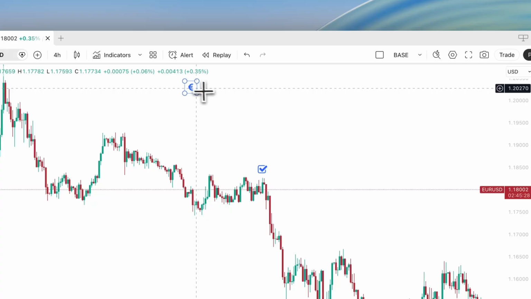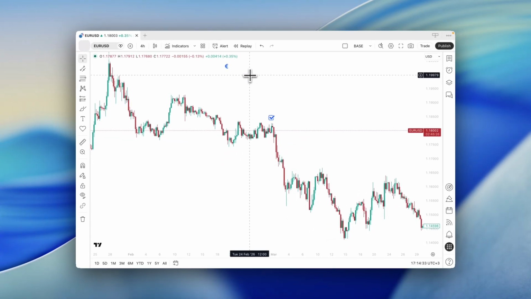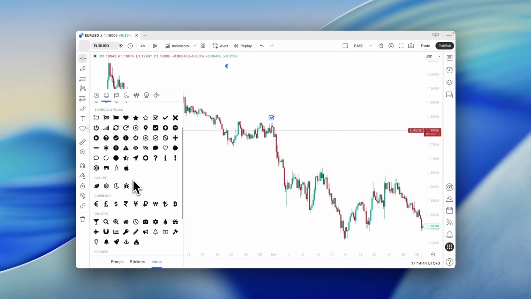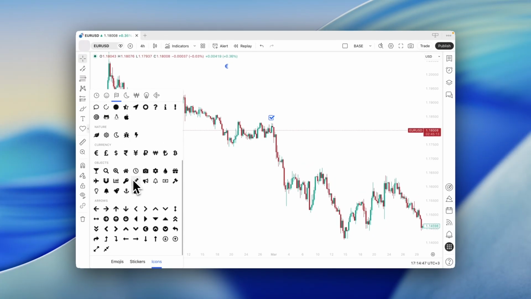Essentially, icons and emojis are used simply to enhance some of your visual preferences on the chart. But in reality, they do clutter your chart, therefore I would use them sparingly. Moreover, if you want, you can use stickers, emojis, and anything other that you could personally like.